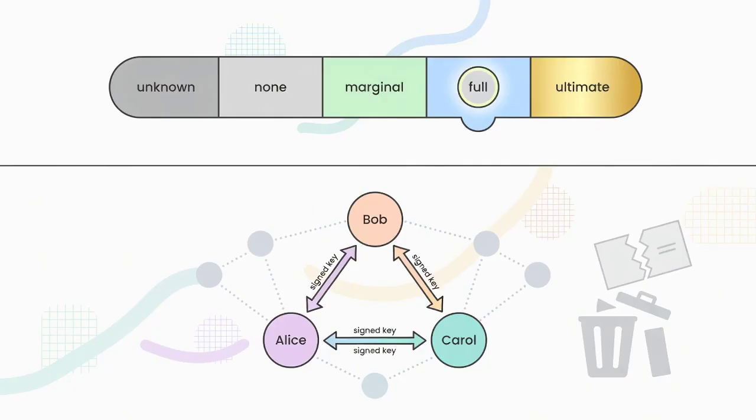The web of trust replaces the central certificate authority model with this mesh. Users sign each other's keys directly, and trust propagates through the graph. No single entity decides who you are, your peers do collectively.